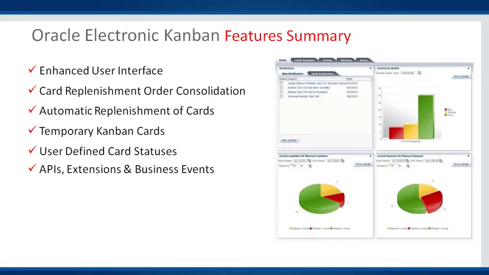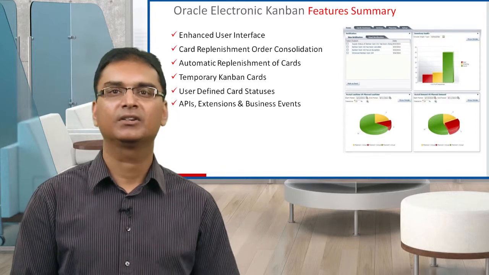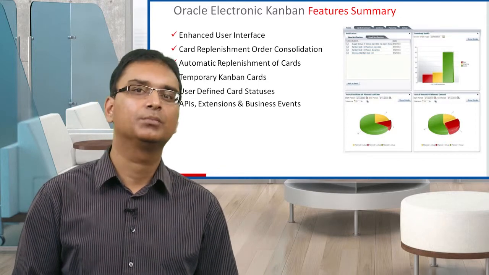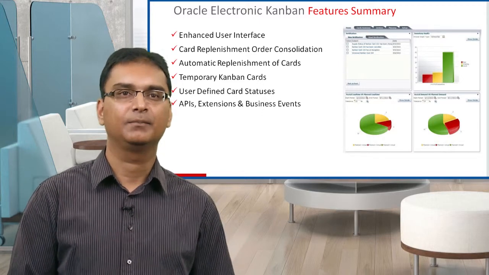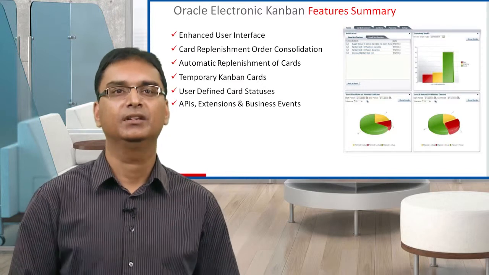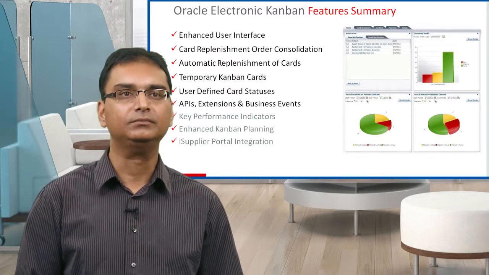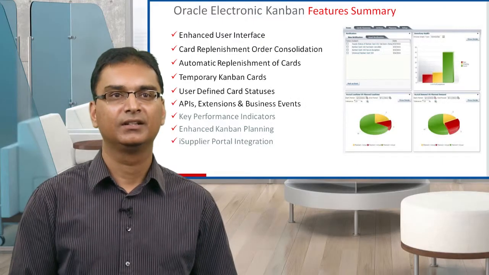We do now provide APIs for importing Kanban cards, pull sequences, and any updates to Kanban. And there are business events which can be triggered based on, say, a certain pull sequence being resequenced or replanned. This can be used for integrating your other systems into electronic Kanban. I'm going to talk about these remaining three in a little bit more detail in subsequent slides.